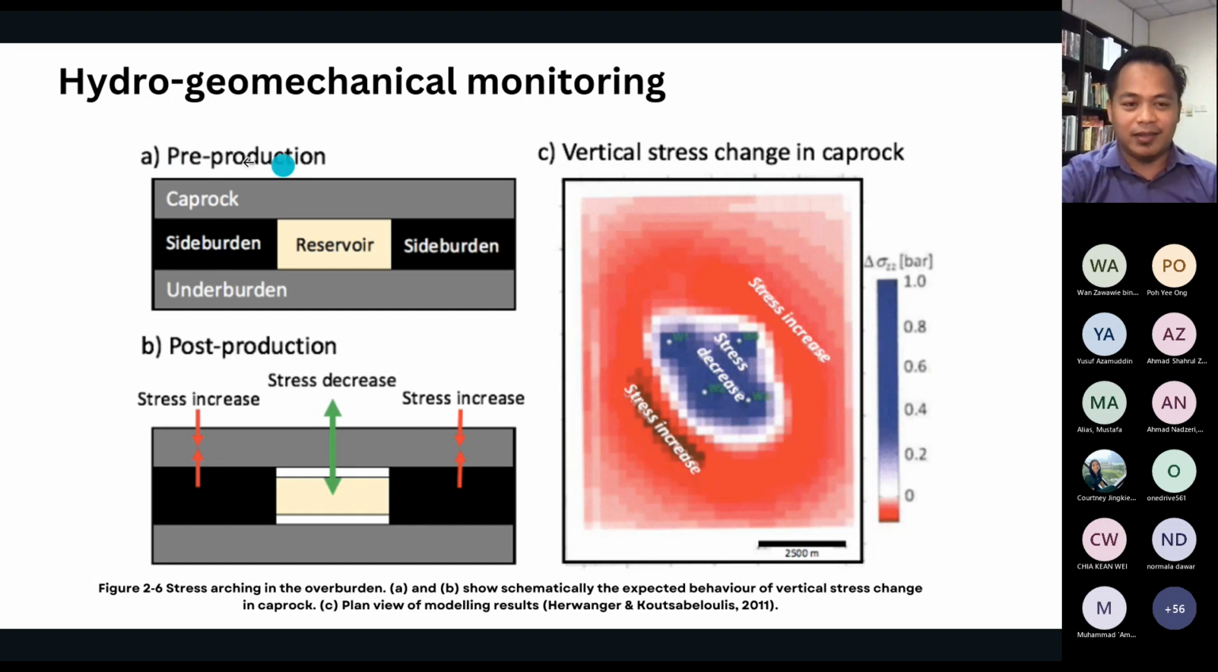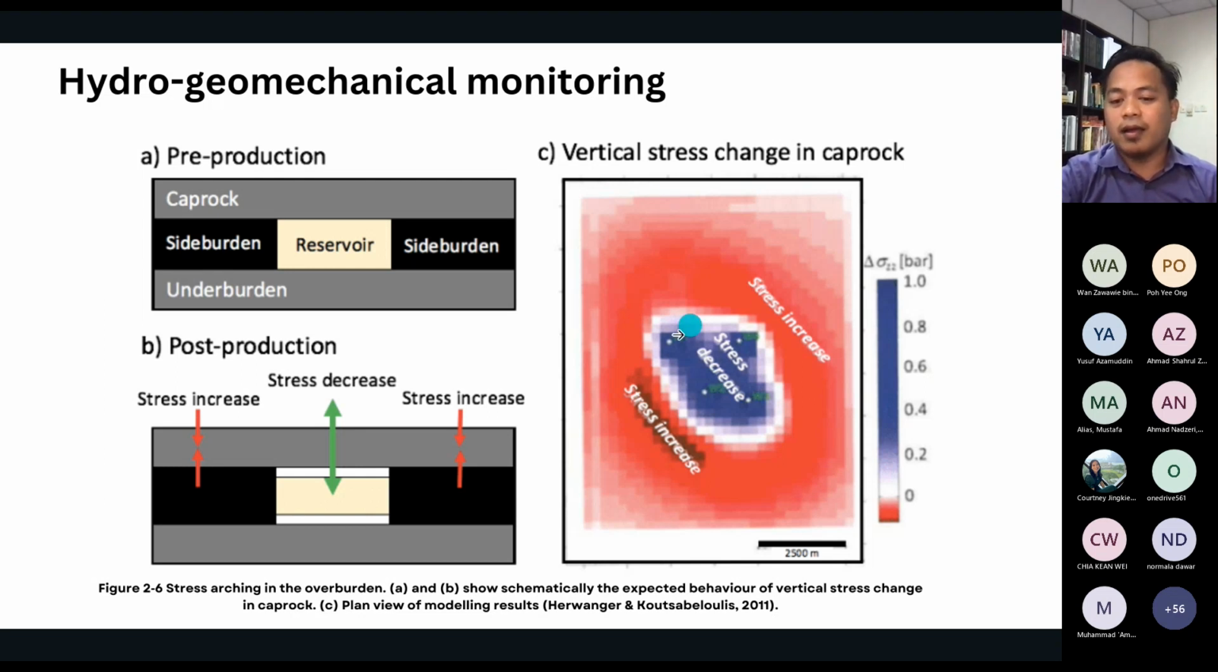So if we have a pre-production situation like this, this is a standard geological hydrocarbon trap. We have cap rock, reservoir, and the sideburden, with source rock from here. If we extract petroleum or hydrocarbon from this reservoir, basically the overburden or the cap rock's stress will be elongated or decreased in this portion, while the sideburden stress increases. So it is not a homogeneous change. There are a lot of different changes.